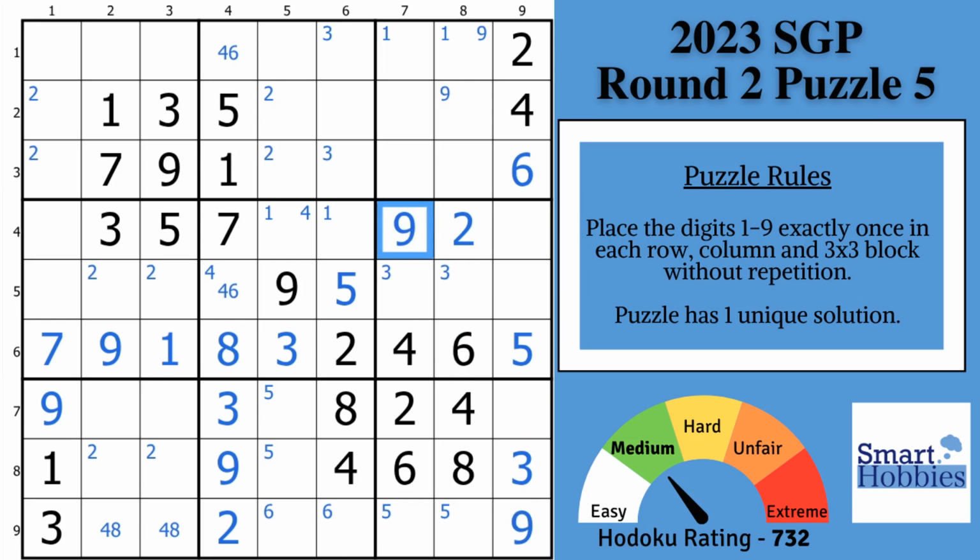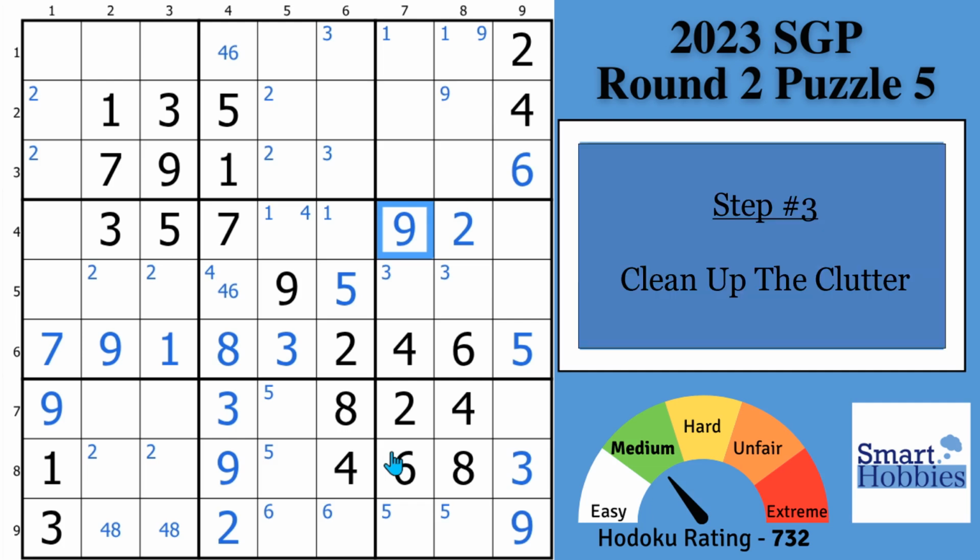We can look now and think about the third step. This third step is what you need to do in any Sudoku puzzle. It's the one that will help you solve so much faster, especially at this part and this stage of the puzzle. It's just great for helping you focus on where to look next in any puzzle. And step 3 is simply this: clean up the clutter.